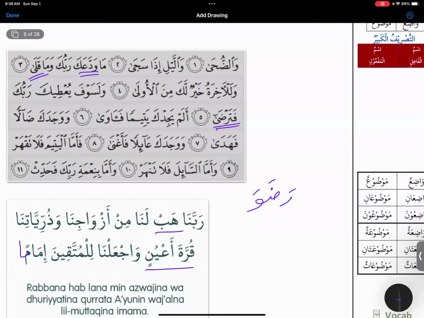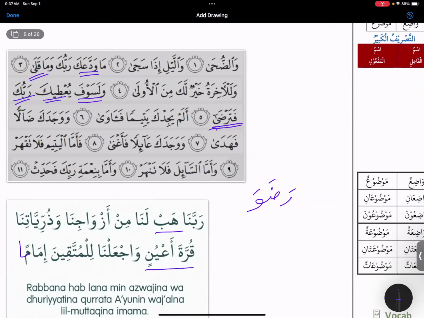Radawa. The fa, what is the fa? Is it extra? Yes, the fa is a harf. And Soon, he will give to you. Who will give to you? Rabbuka, your Lord, right? Fatarda, and he will give you in such a way that, Subhanallah, Allah subhanahu wa ta'ala is saying, Fatarda, then you will be happy with it.